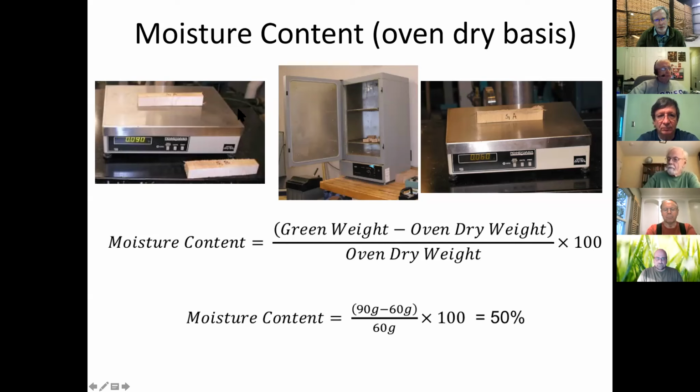So if we look at my initial weight, it's 90 grams. So 90 grams is going to be my green weight in my equation. My oven dry weight is going to be 60 grams. So that's going to go on top here. That's going to give me a water weight of 30 grams. My oven dry weight is 60 grams. Multiply that by 100. I get a 50% moisture content for that particular piece of wood.